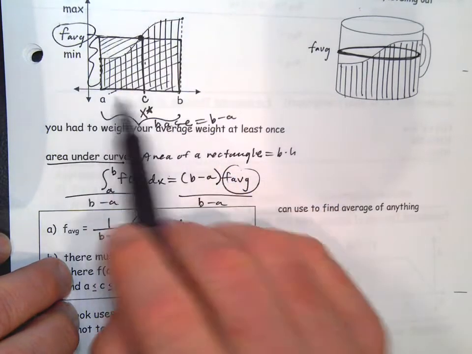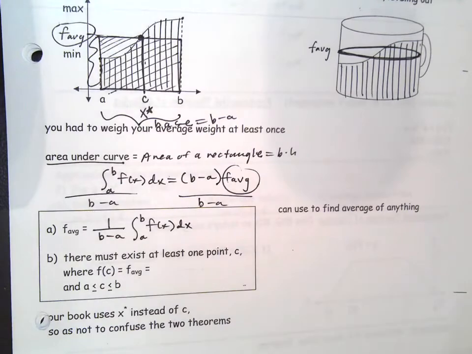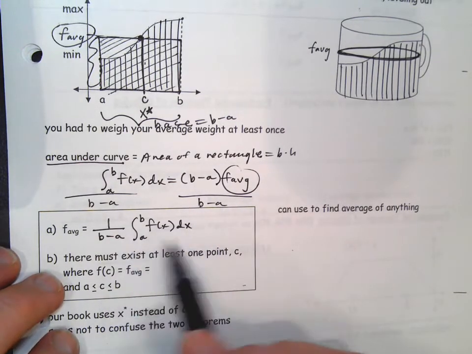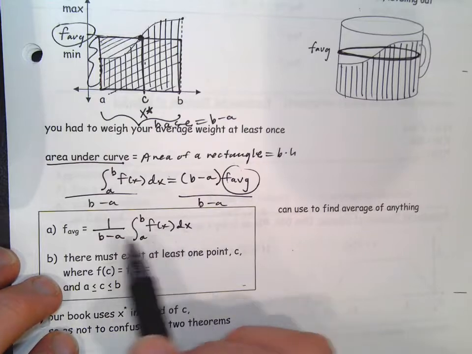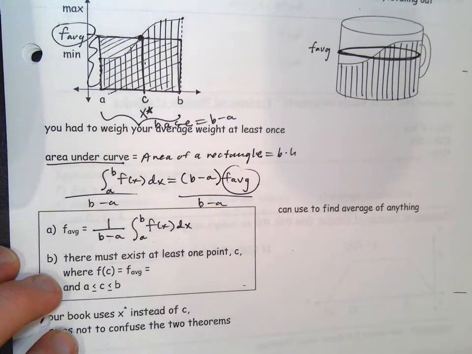out, divide by the base to get the height. That's it. It's a rectangle, divide by the base, the height is what you want. This is the area of the rectangle, area under the curve, divided by the base of the rectangle, use the height of the rectangle. Simple.